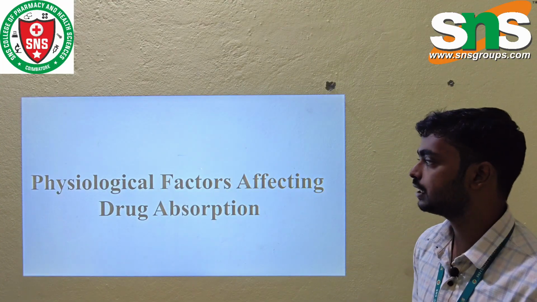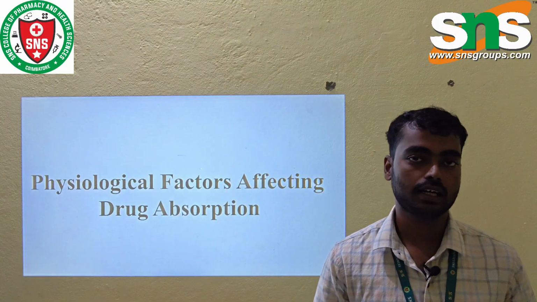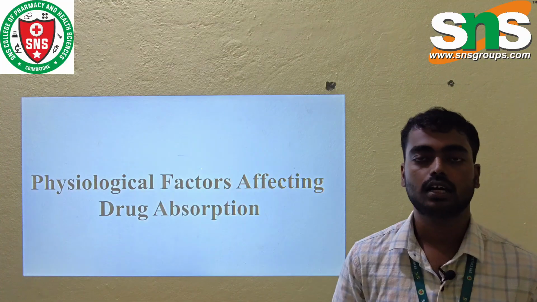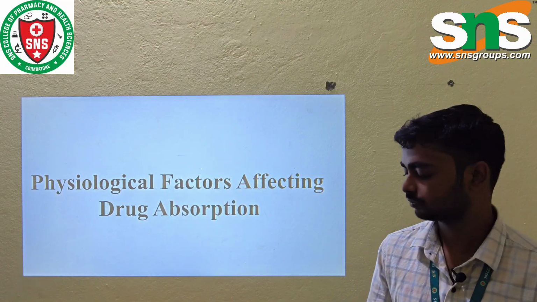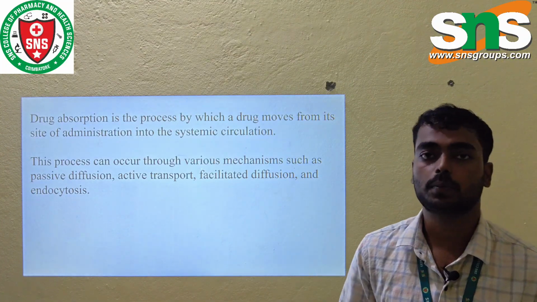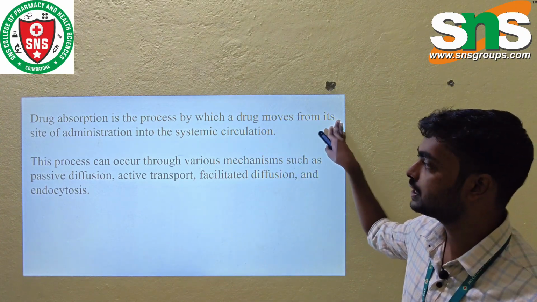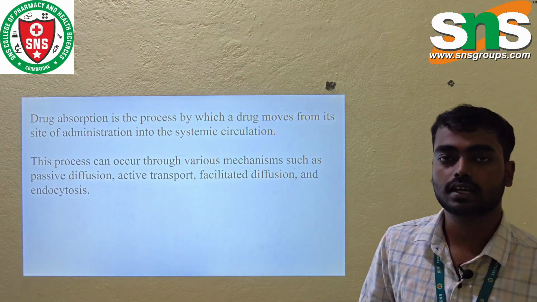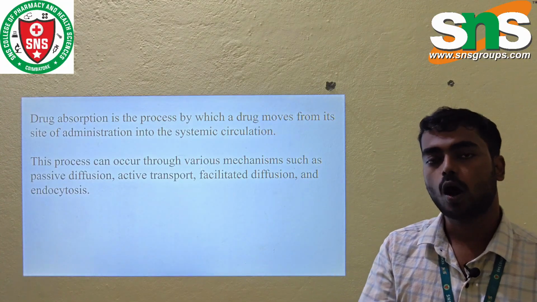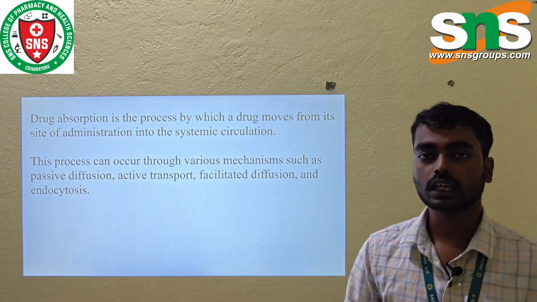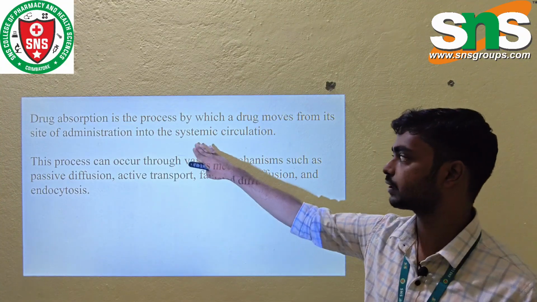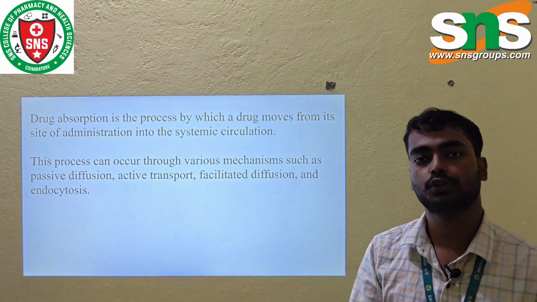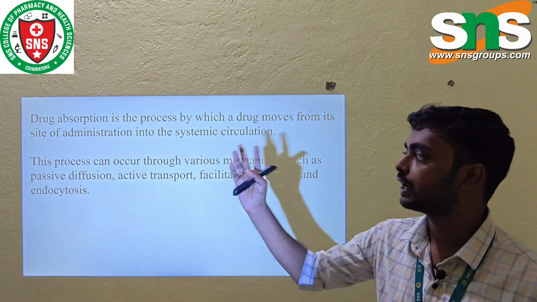Today we are going to discuss the physiological factors affecting drug absorption. First we want to see what the physiological factors are that affect drug absorption. Drug absorption is the process by which a drug moves from its site of administration to the systemic circulation. When we take a drug orally, how it enters the body and reaches the bloodstream is the study of drug absorption. The systemic circulation is nothing but the bloodstream.